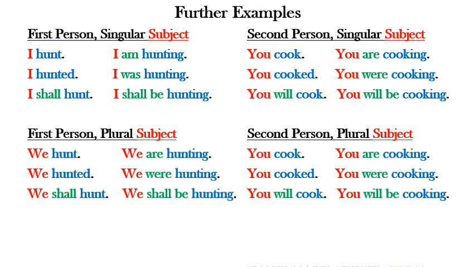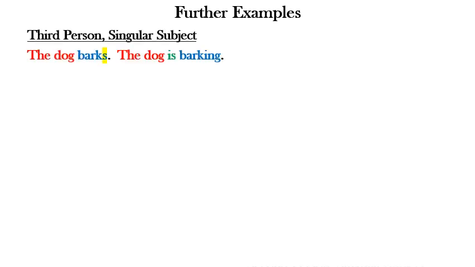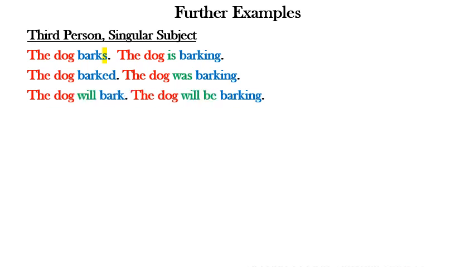Looking at finally a few more further examples. And here we have the third person with a singular subject. The dog barks. Please note that S on the end only in third person singular. Or the dog is barking. The dog barked. The dog was barking. The dog will bark. The dog will be barking.